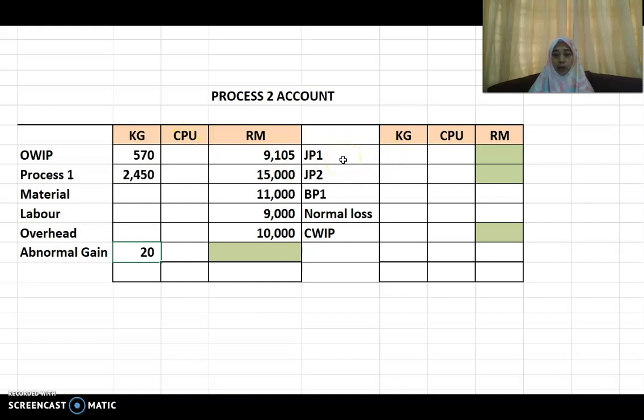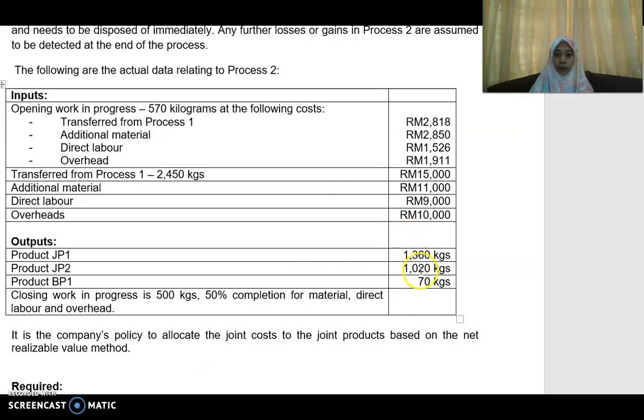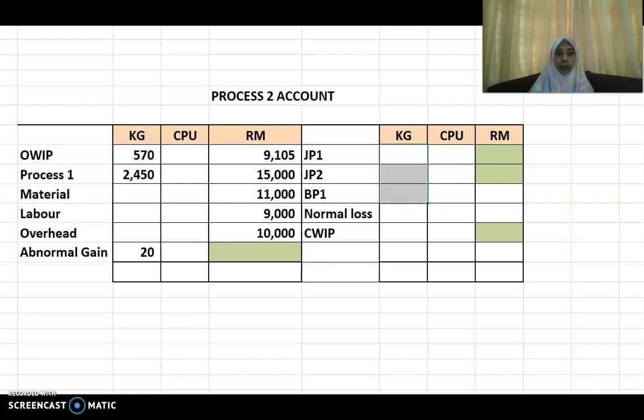Your output now, you need to split into 3 items. You have JP1, JP2, and your byproduct 1. So put in the quantity from the question just now. Your output here, you have 1360, 1020, and 70. Put them there, and then you have your normal loss. In terms of the quantity, it is 90. You already worked that out just now. And then given that the normal loss has no value because it is a waste, the value is 0. So 90 times 0 gives you 0.